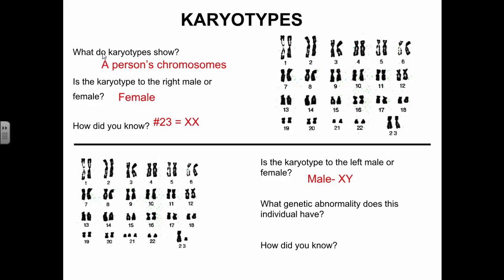And what do you notice about this person? Ethan? The 21st chromosome has 3. Yeah, they have 3 21st chromosomes, trisomy 21, also known as Down syndrome.